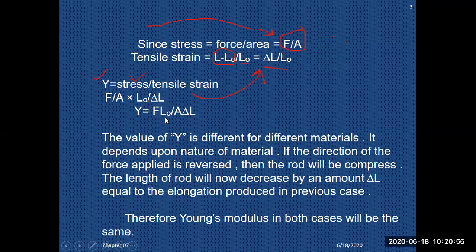Force is given, the original length of the rod or object on which you are applying force is given, the area is given, and how much extension you have produced after application of the force. You can calculate. If the Young's modulus of that substance is given, and you are told that a certain amount of Newton force is applied on a certain area on a certain length of rod, what will be the extension produced, del L, after putting the values in this equation?